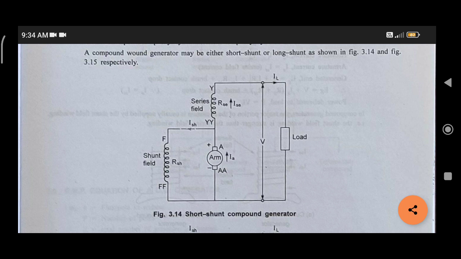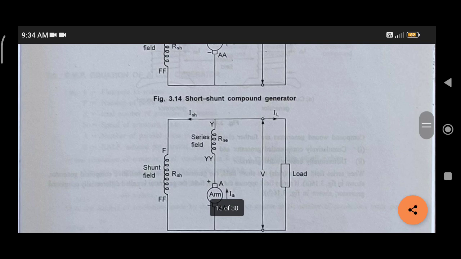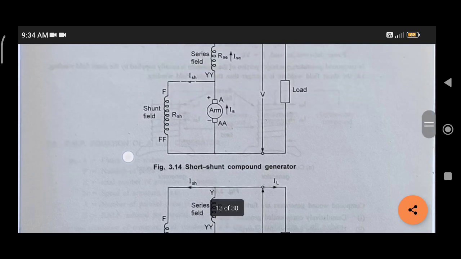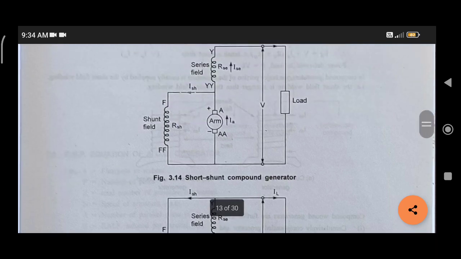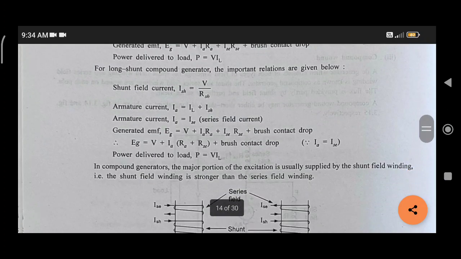Okay, in series, the series current and IL, the load current, are the same. And in shunt, IA, the armature current, and ISE are the same. Now these two motors have different applications. You will see that in the further explanation, and these are the equations for that.